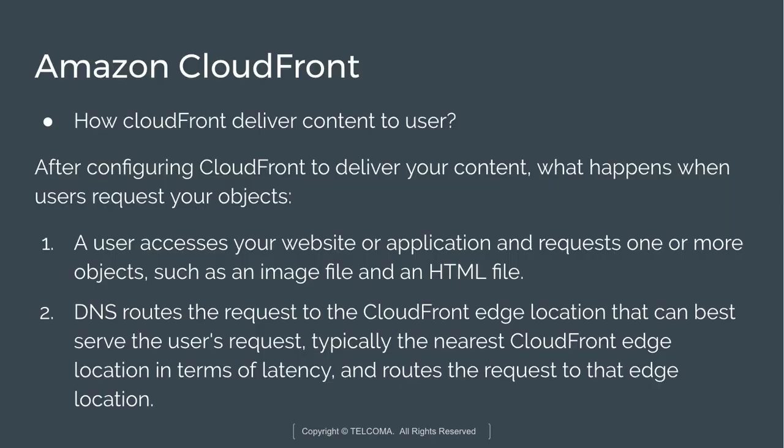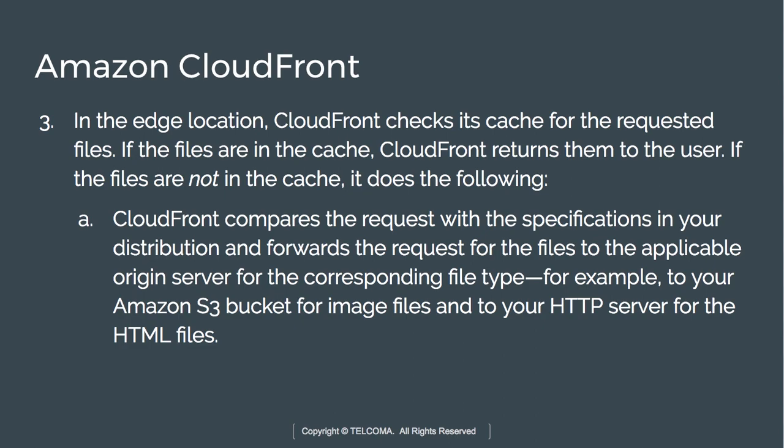Now let's discuss how CloudFront delivers content to the users. We have configured CloudFront to deliver content. Now what happens when a user requests your objects? A user accesses your website or application, for example requesting an image file or an HTML file. The domain name server routes the request to the CloudFront edge location, the nearest one in terms of latency, because we require the latency to be low, and it routes the request to that particular edge location.